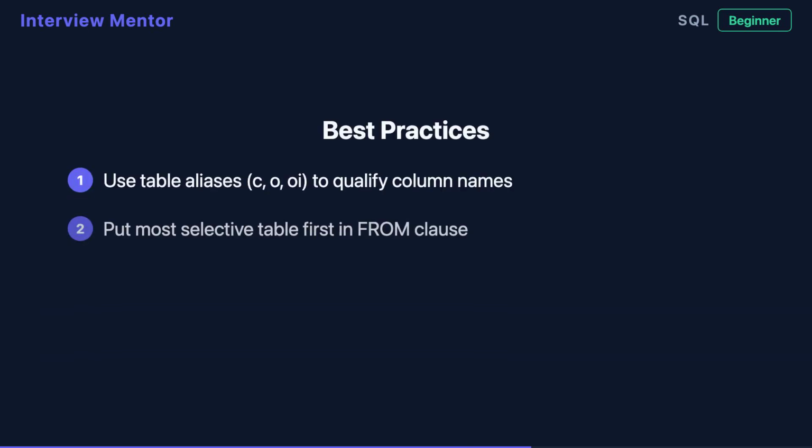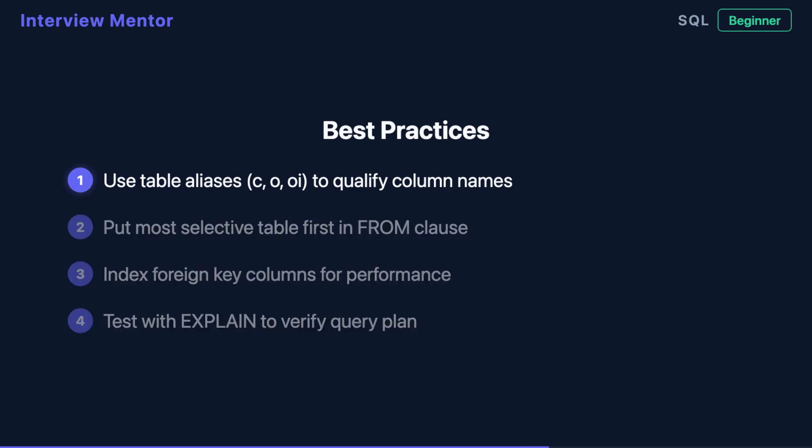2 quick tips. Use table aliases to avoid ambiguity when columns have the same name across tables. And remember, join order matters for performance. Put the most selective table first and make sure your foreign key columns are indexed.